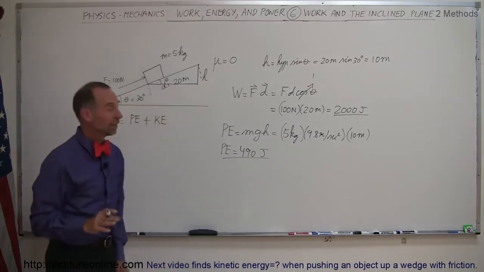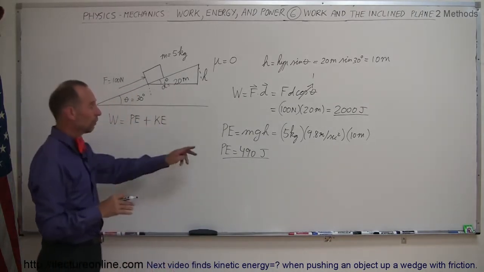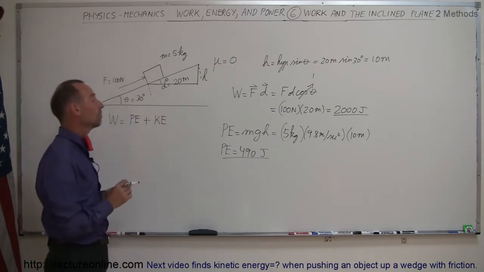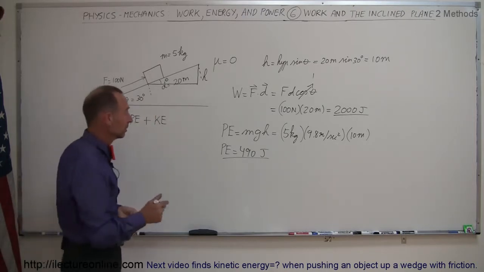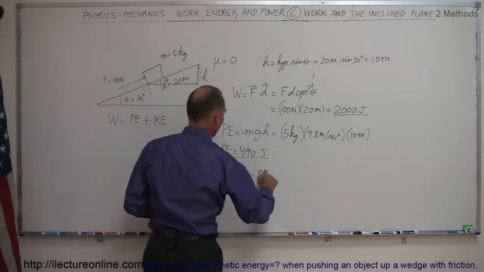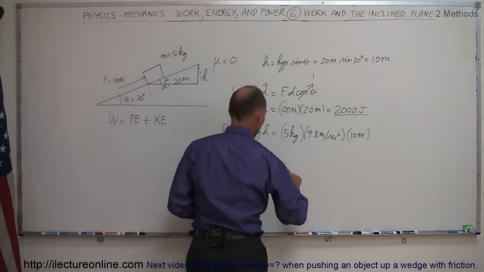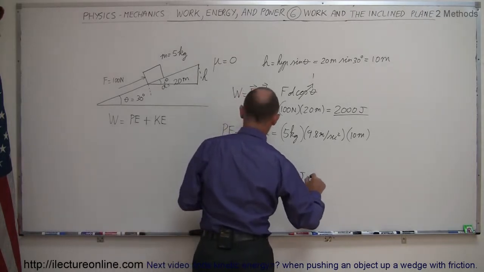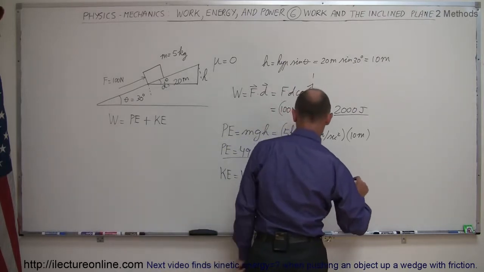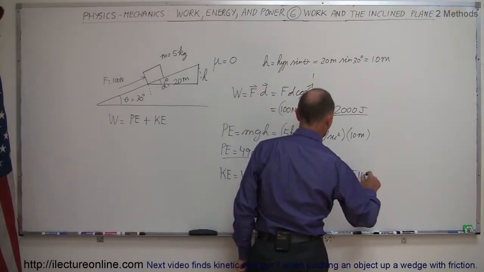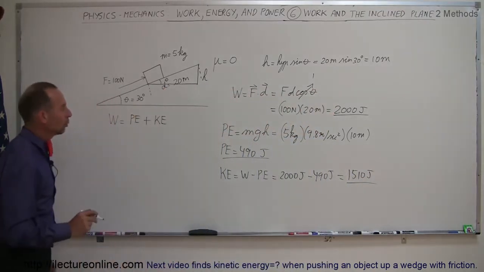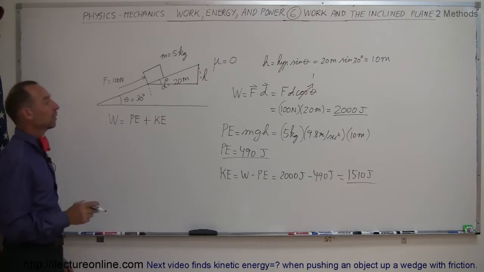All right, so we did 2,000 joules of work. 490 joules was used to give the block potential energy by raising it up 10 meters. That means the remainder, the kinetic energy, will be equal to the work done minus the potential energy, which in this case will be 2,000 joules minus 490 joules, which is equal to 1,510 joules. Now, could we have figured out the kinetic energy in another way?